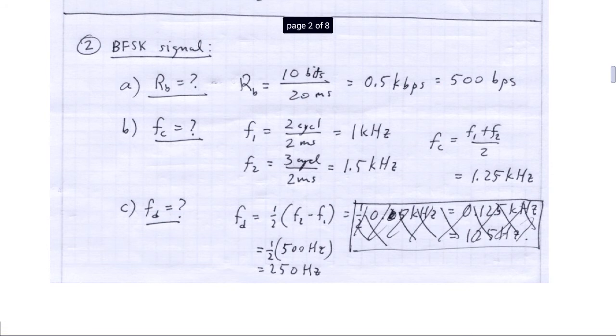A bit rate of 500 bits per second. We had 2 cycles in 2 milliseconds for the low frequency and 3 cycles in 2 milliseconds for the higher frequency, giving us 1 kilohertz and 1.5 kilohertz. The average of those is the center frequency, 1.25 kilohertz. And FD is half their difference, or 250 hertz. Okay, so that's problems 1 and 2. Let's see if I can get you through problem 3 in this same video.